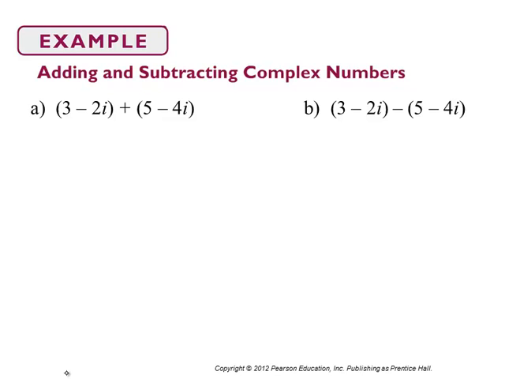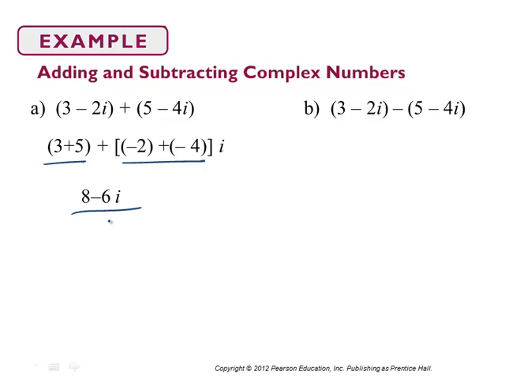So some more examples here. Suppose that we have 3 minus 2i plus 5 minus 4i, and we're just going to simply add the real parts together, 3 plus 5, to get the real part of the sum, and then take -2 plus -4 to get the imaginary part. So 3 plus 5 is 8, -2 plus -4 is -6. So 8 minus 6i is going to be the sum of these two complex numbers.